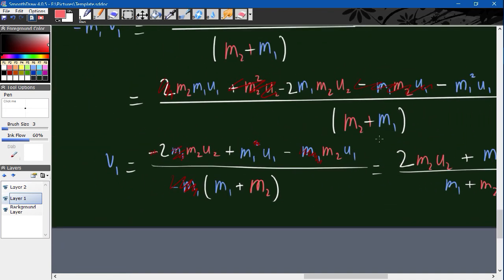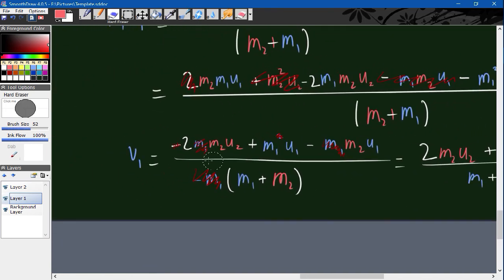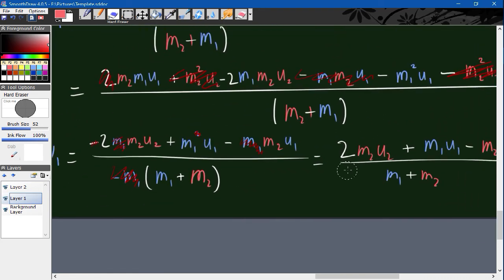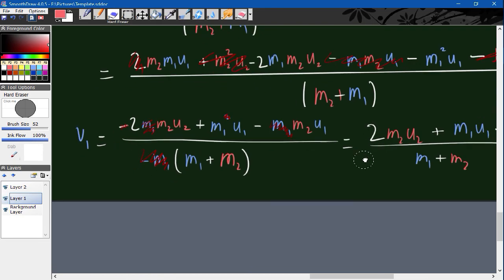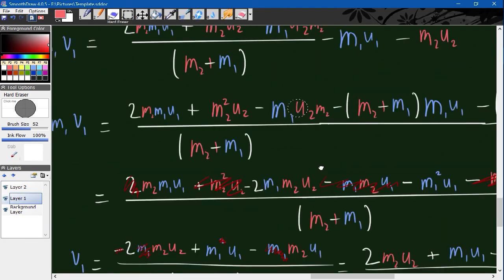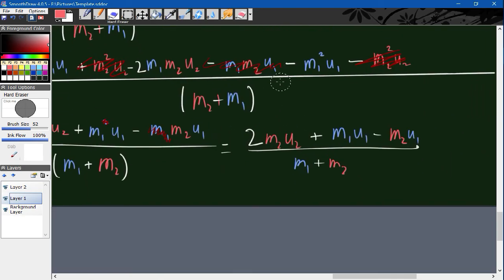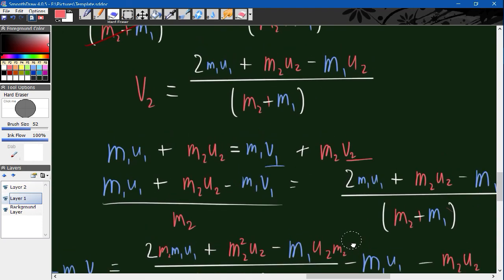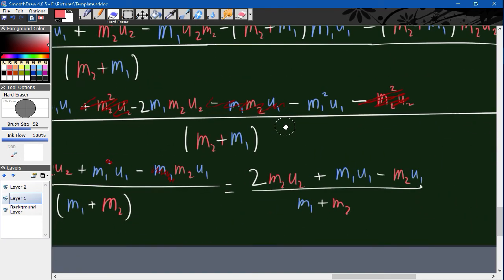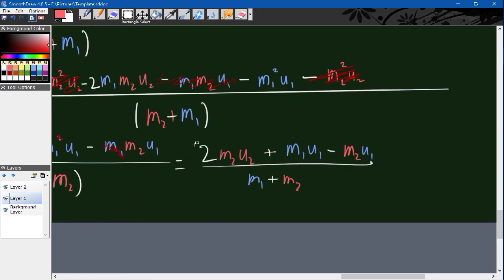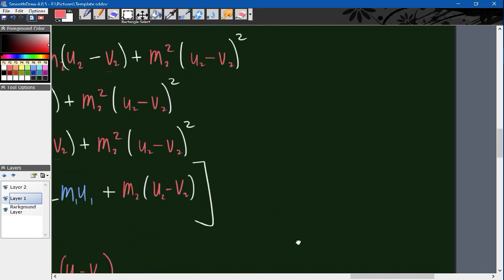So now we have an equation for M1, for the final velocity of the first object, which is this, and we have an equation for the final velocity of the second object, which is this. It looks alright. Okay, so we could just bring this all the way up here.